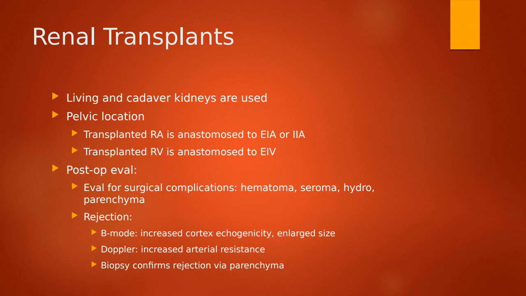Typically, we're going to connect it to the external iliac artery just because it's a little bit bigger. The internal iliac artery is a little bit smaller, so it's a little bit more likely to not work. The renal vein is going to be connected to the external iliac vein. So a transplanted renal artery and renal vein are never going directly into the aorta and the IVC. It's too much of a drastic change.